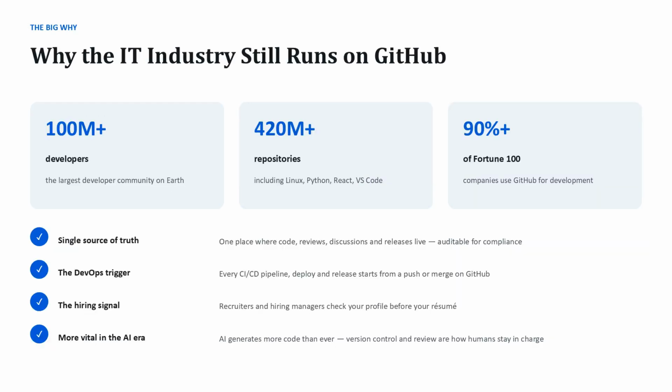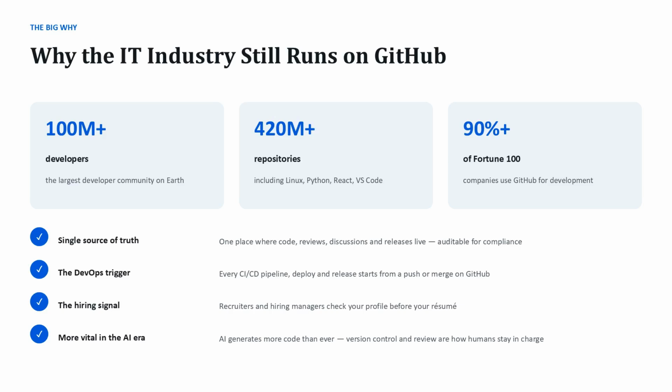Before we learn the how, let's answer the why. Is GitHub still relevant in 2026? The numbers say it all. Over 100 million developers. Over 420 million repositories, including the code for Linux, Python, React, and VS Code itself. More than 90% of Fortune 100 companies build on it.